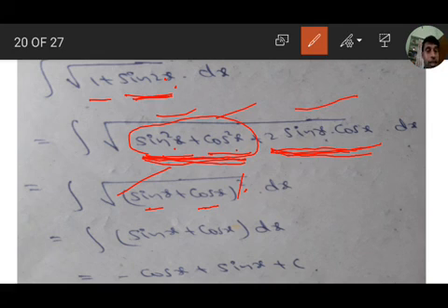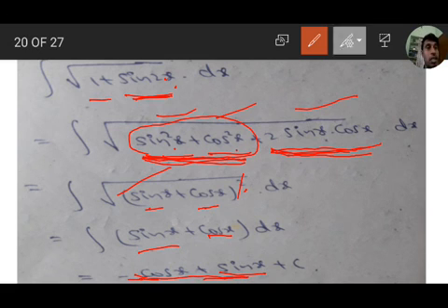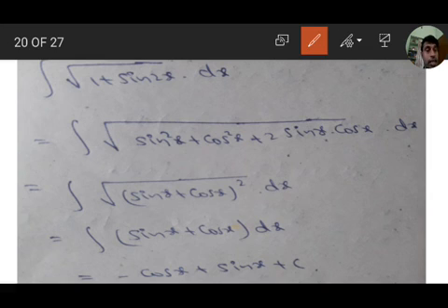The sum of two functions. Integration of sin x is minus cos x. Integration of cos x is sin x. Therefore we get minus cos x plus sin x plus c as the answer. We will move to the next problem.